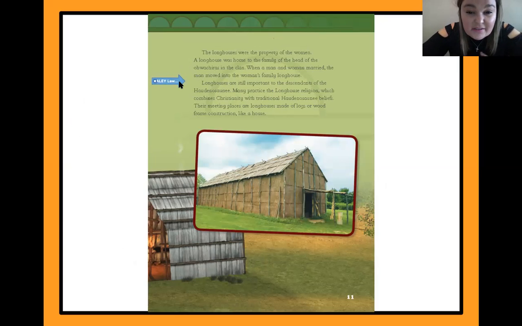Longhouses are still important to the descendants of the Haudenosaunee. Many practice the longhouse religion, which combines Christianity with traditional Haudenosaunee beliefs. Their meeting places are longhouses made of logs or wood frame construction, like a house.